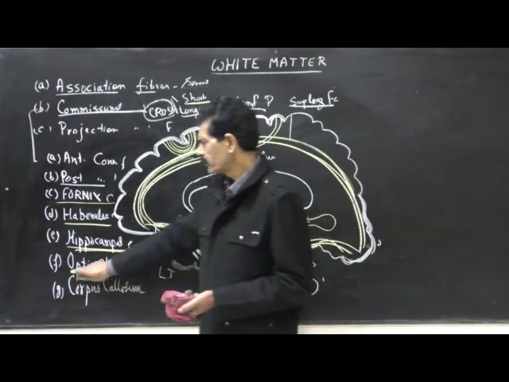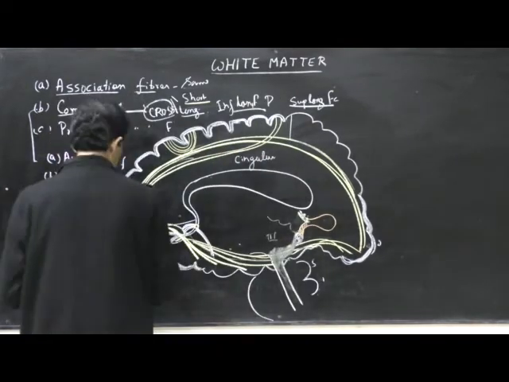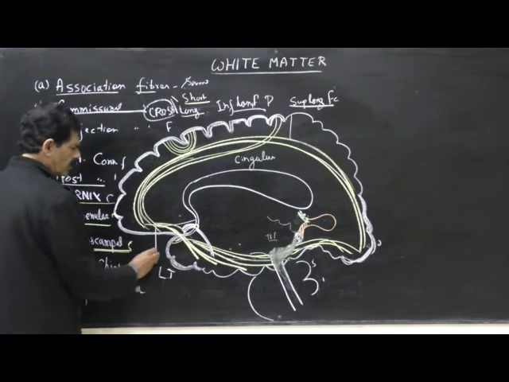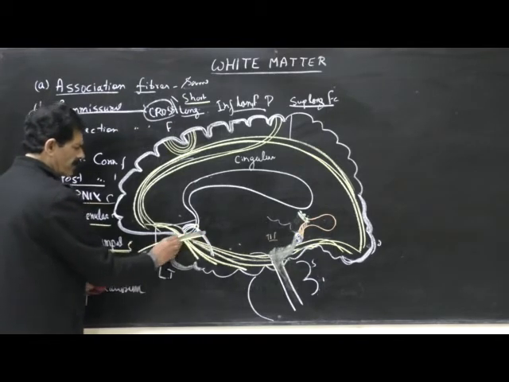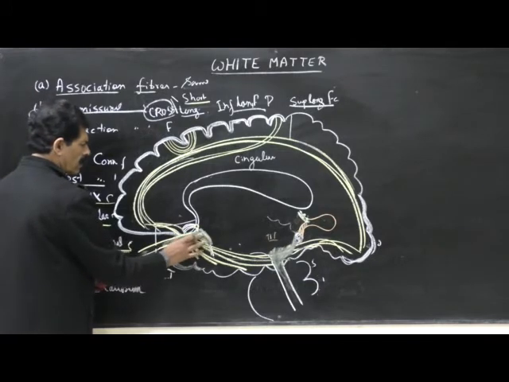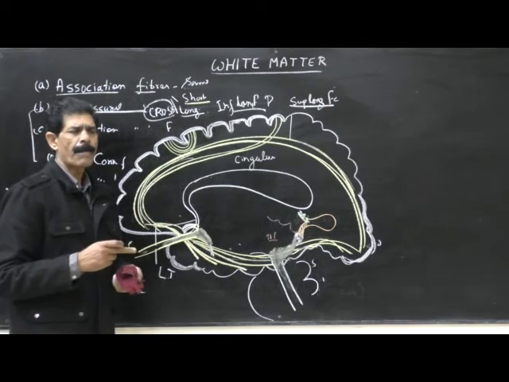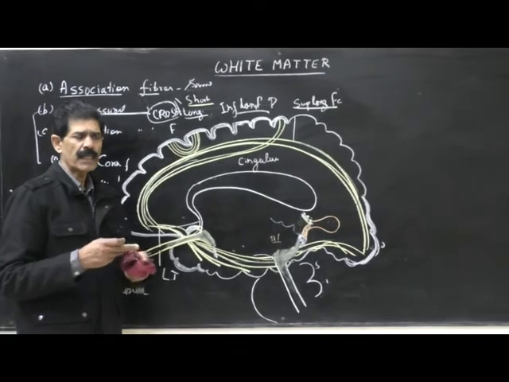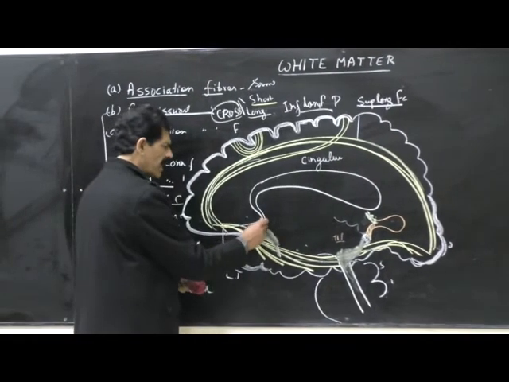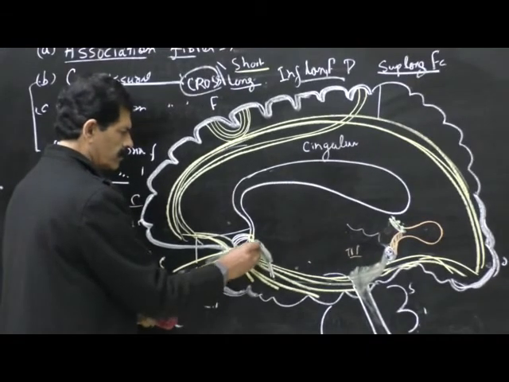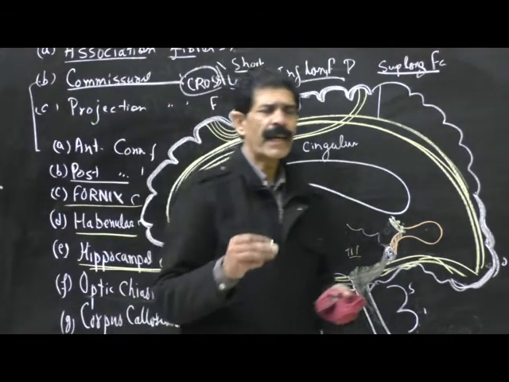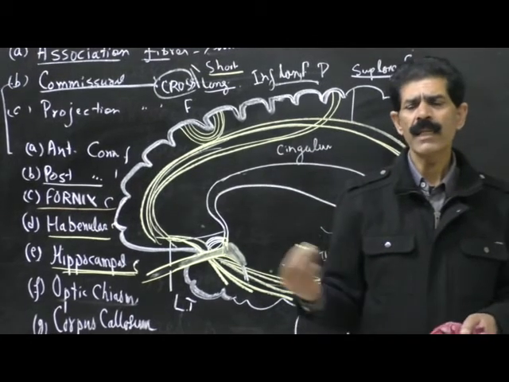Then the optic chiasma. As we know, the two optic nerves come from the eyes, and these two optic nerves cross to form the optic chiasma. The nasal fibers, or the medial fibers, of the optic nerve cross. When they cross, they form the optic chiasma. Again, they go from the right to the left side. The lamina terminalis is attached to the upper part of the optic chiasma. So the optic chiasma is also included in the commissural fibers, as the medial fibers of the optic nerve cross to form it.